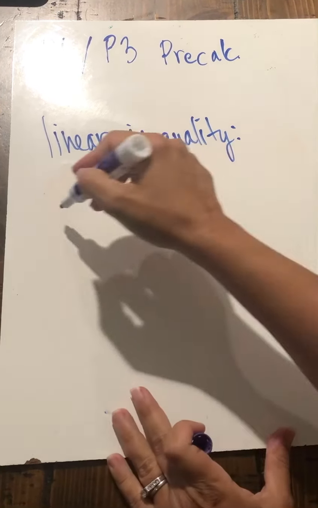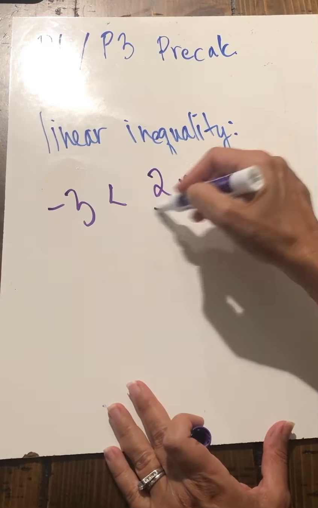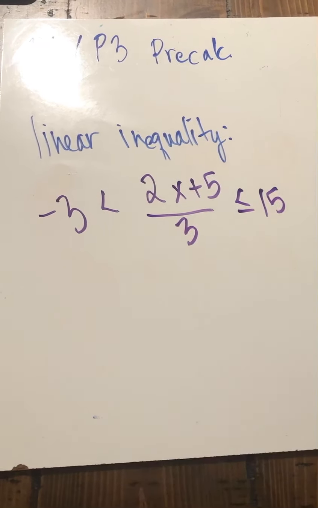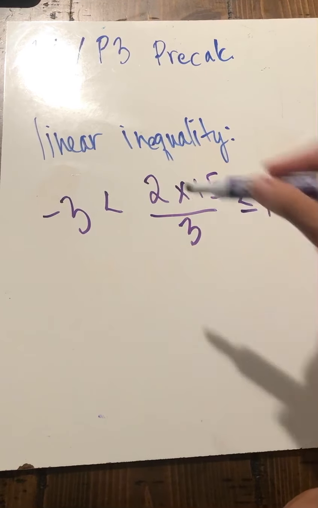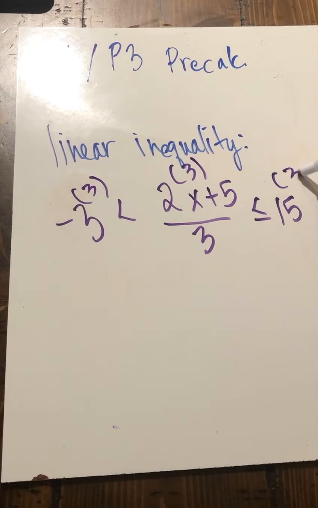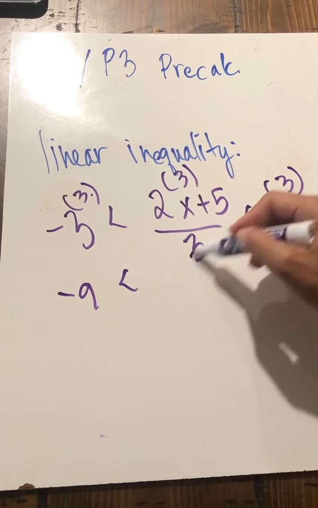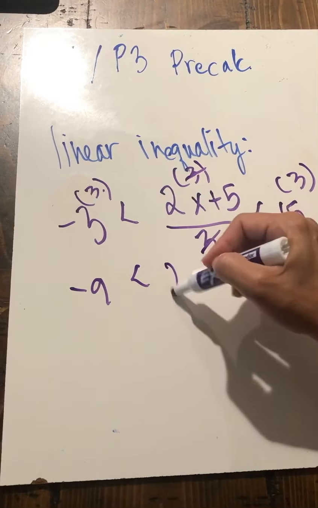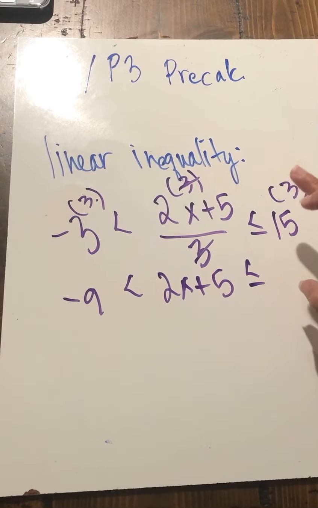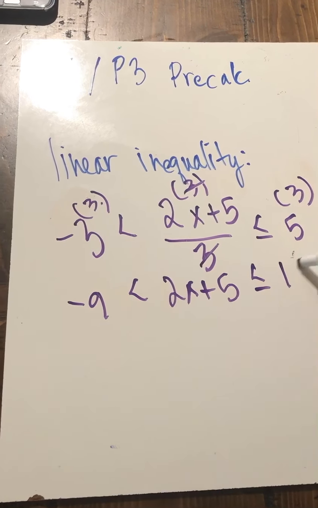-3 is less than 2x plus 5 over 3, which is less than or equal to 15. So I want to get rid of the fraction part first, or the denominator. So multiply each term times 3. So I can cancel out this 3 here in the middle. So negative 3 times 3 is negative 9, is less than, 3's cancel out. I'm just left with 2x plus 5 in the numerator, which is less than or equal to 5. So 5 times 3 will be 15.